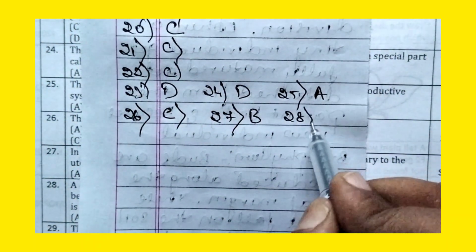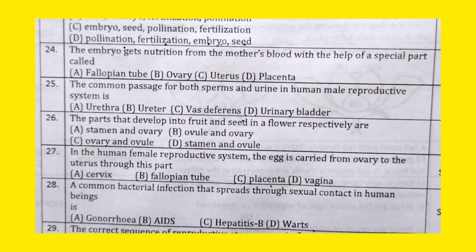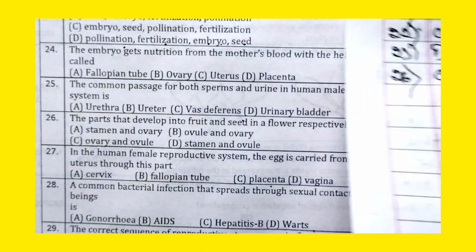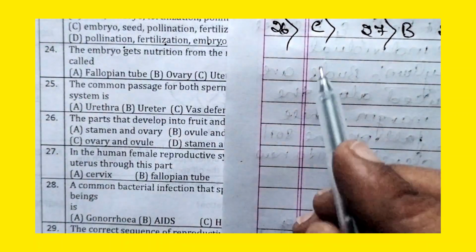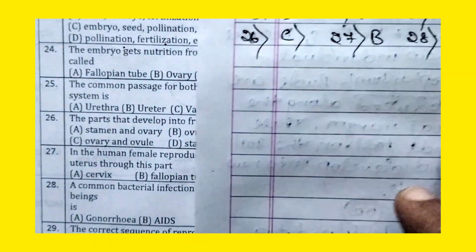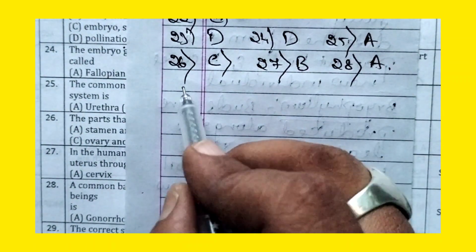Now let us move to the 28th question. A common bacterial infection that spreads through sexual contact in human beings: gonorrhea, AIDS, hepatitis B and warts are given. What he has asked is a bacterial infection, that is gonorrhea. Gonorrhea and syphilis are bacterial infections. So the right answer for 28th is option A.